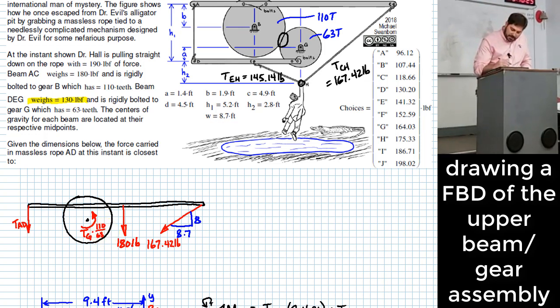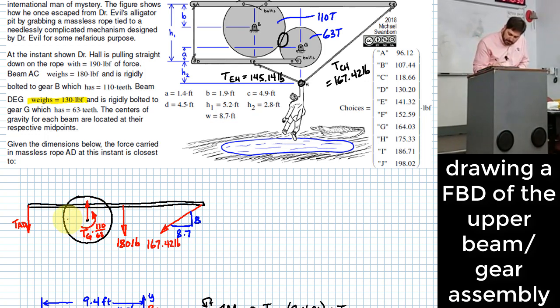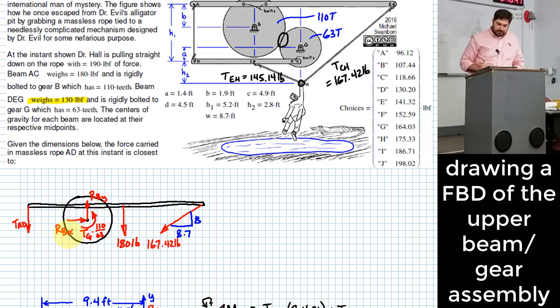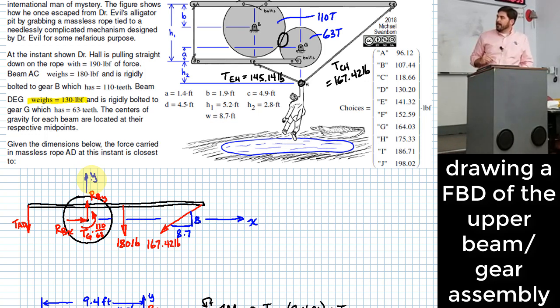I should probably put these on here also to make it complete. I might have some reactions that would happen at this pin. We'll call this RBY, and this one I'll call RBX. What else should I do here? It might be worthwhile setting up a set of axes, something like this. Say that's X, and here I'll call this Y. And what else?